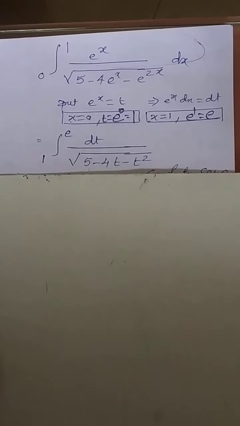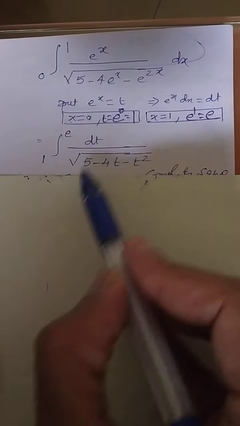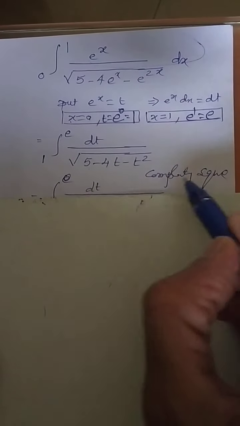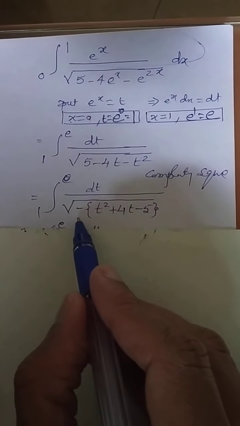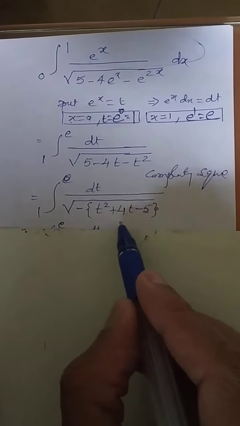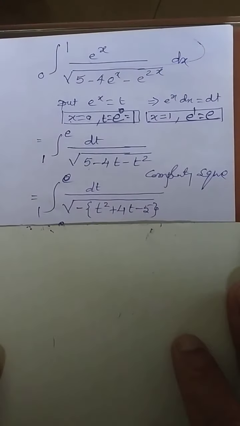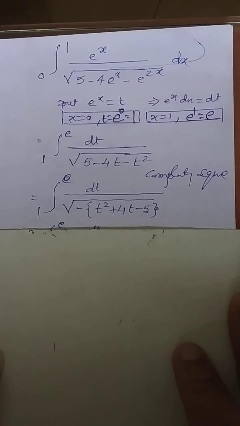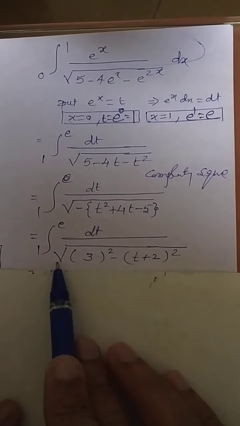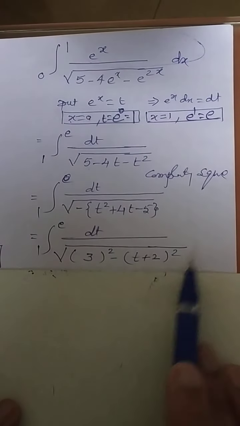If you remember, this is a question which we have learned earlier. This is nothing but a question of the completing square method. Apply it now. Take out the minus sign common in the root. It will be t square plus 4t minus 5. If you simplify and arrange it, you get a standard function, a complete square. So you will be getting root under 3 square minus (t plus 2) the whole square.